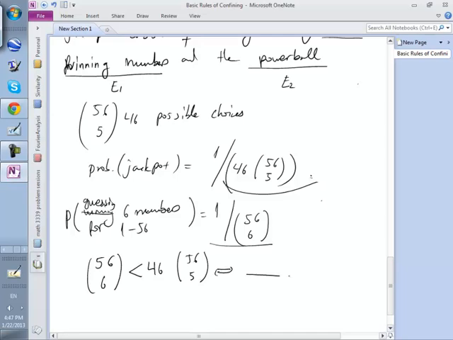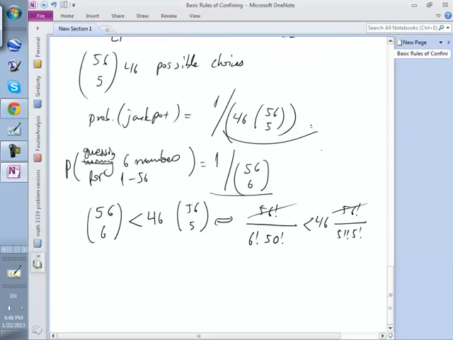Well, the left-hand side is 56 factorial over 6 factorial times 50 factorial. The other one is 46 times 56 factorial over 51 factorial times 5 factorial. There are some simplifications that can be made very quickly. We can also bring this denominator up. So we have 51 factorial times 5 factorial divided by 6 factorial times 50 factorial.